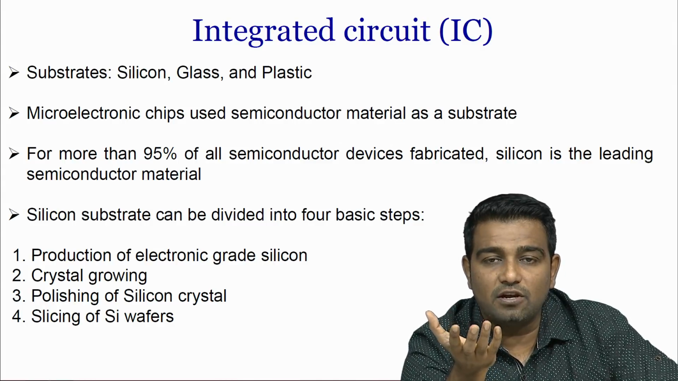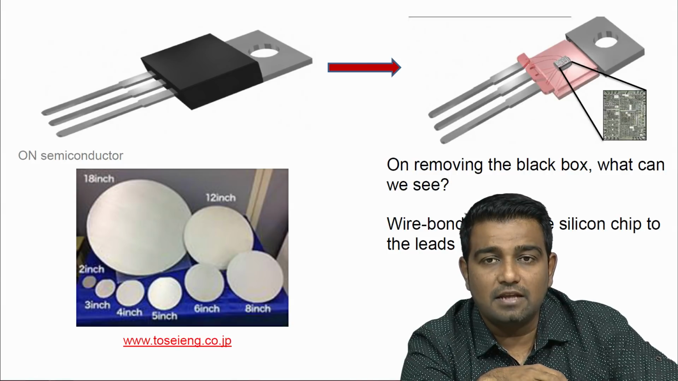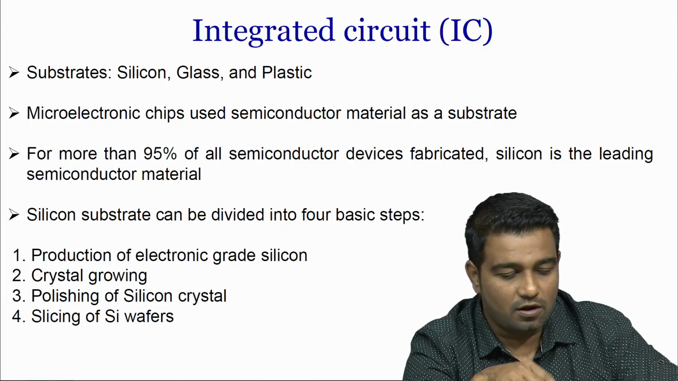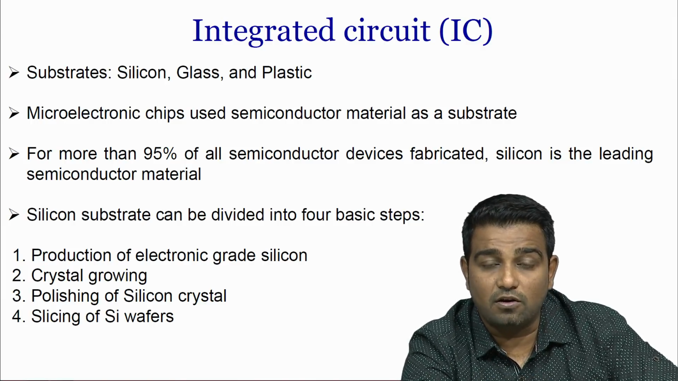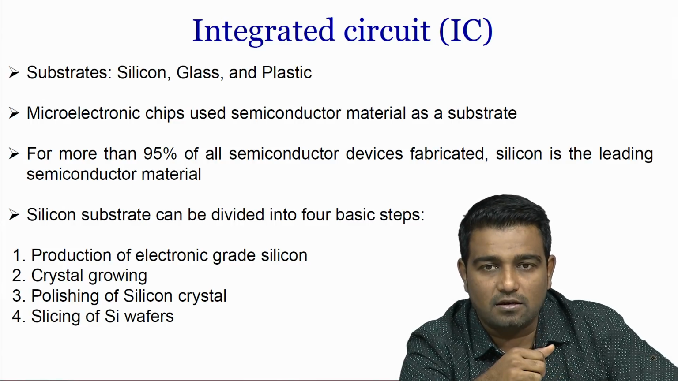So, for manufacturing of this silicon, what have we seen? We have seen that there are several processes: production of electronic grade silicon, crystal growing, polishing of silicon, and slicing of silicon wafers. We have seen that, and we will see it again in the coming slides.